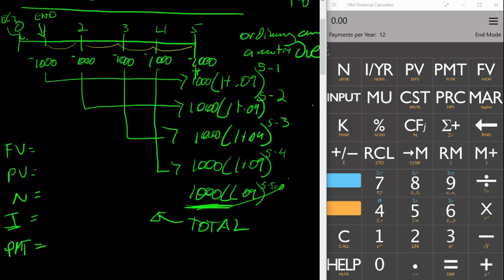All right, so from this scenario, what are we looking for? We're looking for future value. So I don't know what my future value is. I'll put a big question mark right there. What is my present value? This is a little tricky.